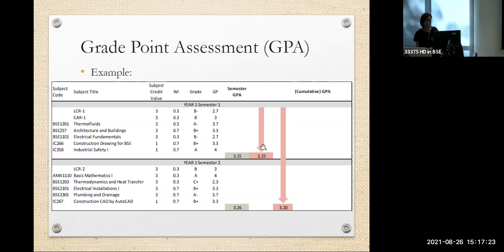So this is an example about calculating the semester GPA and the cumulative GPA. So semester GPA only counts the subjects you take in that semester. So this 3.15 would be the GPA for these subjects. And then this 3.26 would be the GPA calculated by these subjects. But for the cumulative GPA, this 3.2 would be the GPA of semester 1 plus semester 2. All right.